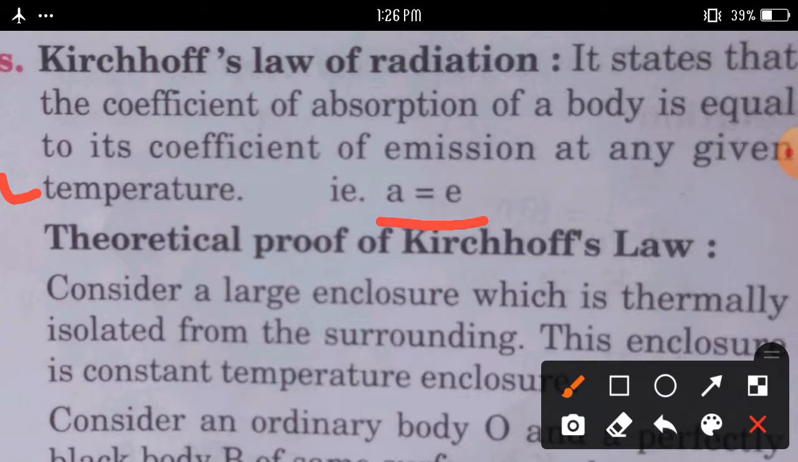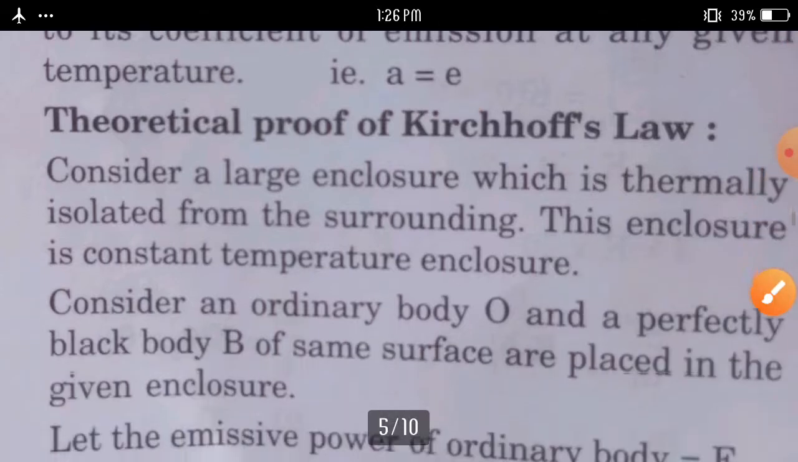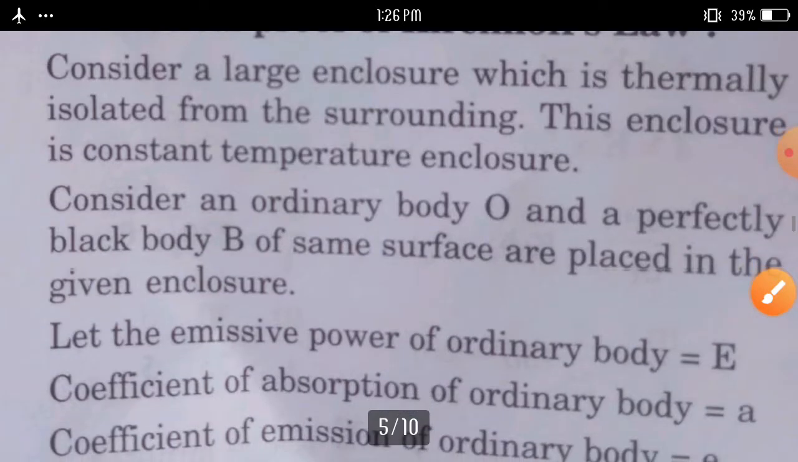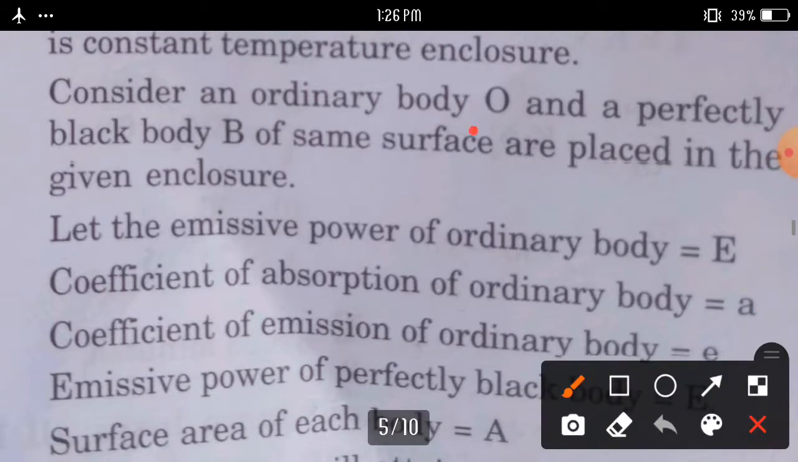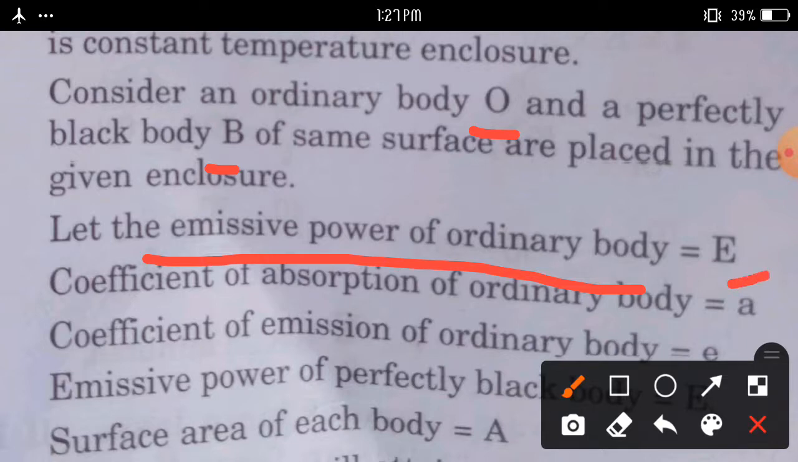Consider a large enclosure which is thermally isolated from the surroundings. Then this enclosure is a constant temperature enclosure. Consider an ordinary body, O, and a perfectly black body, B, of the same surface area, placed in the given enclosure. Then let the coefficient of absorption of the ordinary body be capital A.